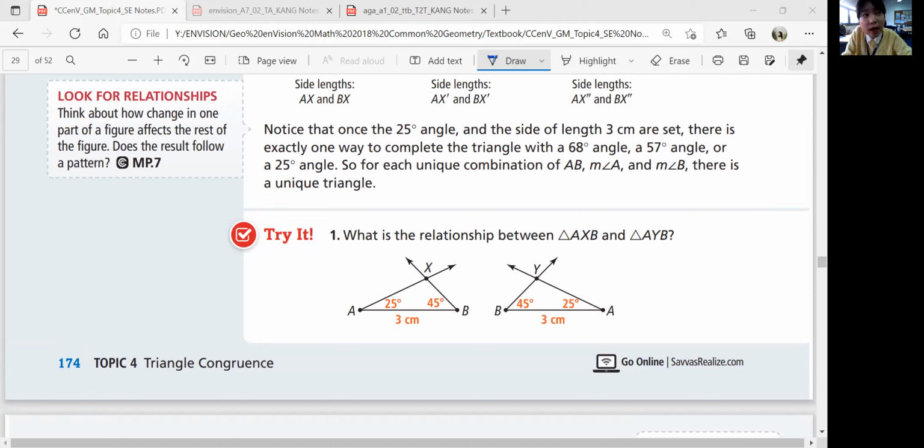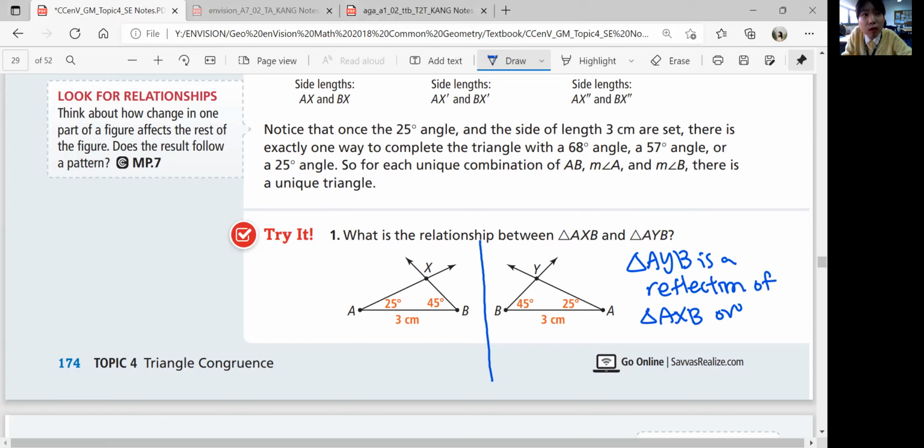So how can we say this using a rigid transformation? How can we prove the congruency using the theorem, but also describe it using a rigid transformation? What would this be? Triangle AYB is a reflection of triangle AXB over a vertical line. By ASA, the triangles are congruent.